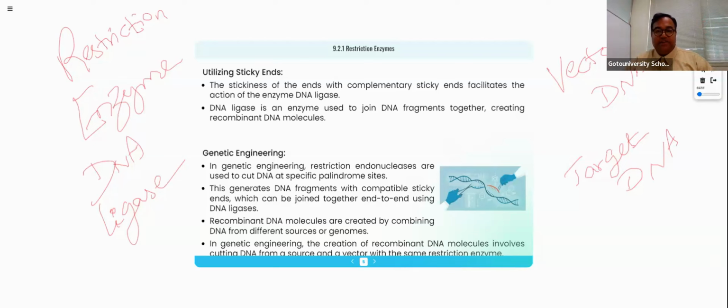Into this vector DNA, we introduce the foreign gene of our interest, and that gene is given back to the target through the vector. Again, I'm repeating: the vector DNA carries the DNA of my interest, which gets incorporated into the target DNA. Now the target DNA has the gene of interest.